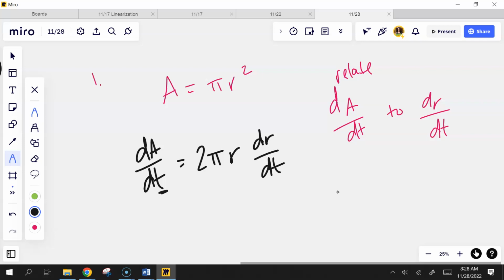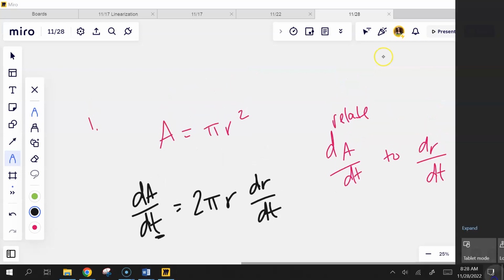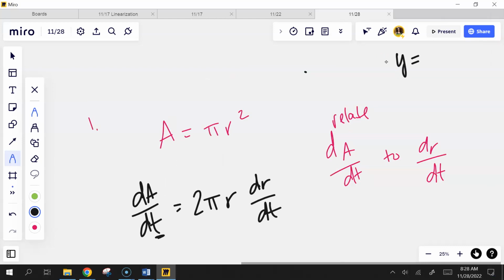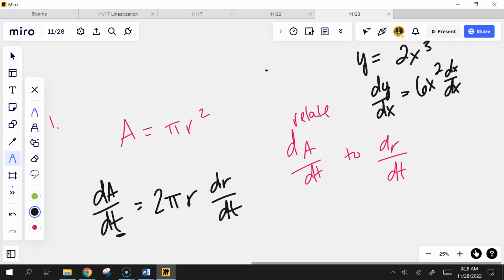Y'all remember this when we did implicit differentiation? Normally we take the derivative with respect to x, right? So if we have something like y equals 2x cubed, well then dy/dx, the derivative of y with respect to x, equals 6x squared. Well then I really don't need a dx/dx, right? Because that's just 1. But that's really what I did. So if I take it with respect to any other variable, I have to chain it with this part of it. Does that make sense? I can tell looking at y'all's faces that doesn't make sense.